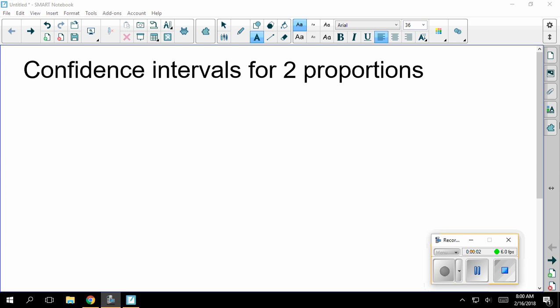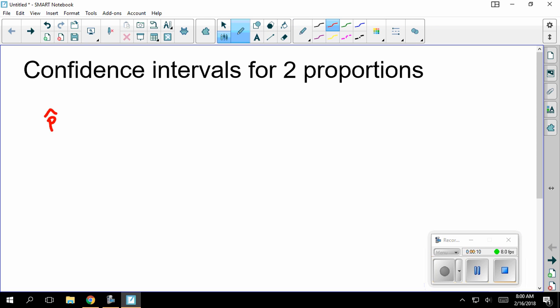I'd like to look at the formula for confidence intervals with two proportions. Basically, this is when you have two proportions. We'll call them p hat 1 and p hat 2. Those are my samples from two different populations, the sample proportion from group 1 and the sample proportion from group 2. And I want to come up with a confidence interval.